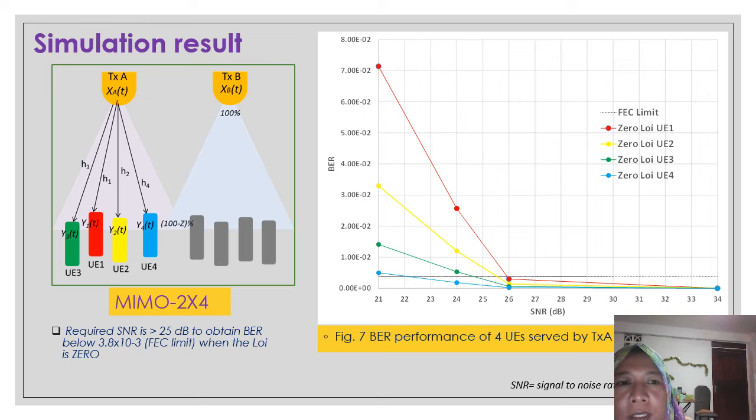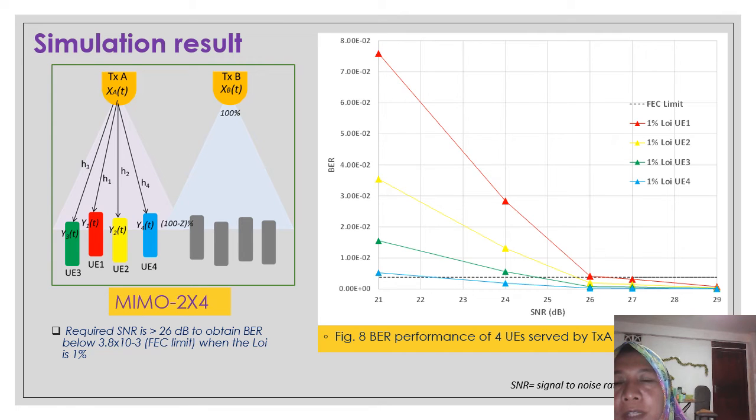Now we come to the simulation results section. As we can see in figure 7, where the level of interference, or LOI, is 0, the minimum required SNR of the transmitted signal by TXA is 26 dB. Otherwise, the bit error ratio, or BER, will be over the FEC limit.